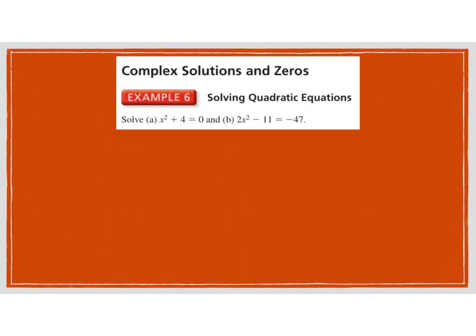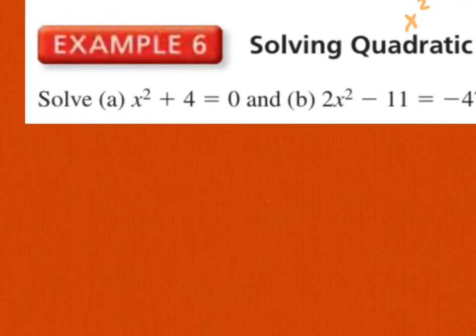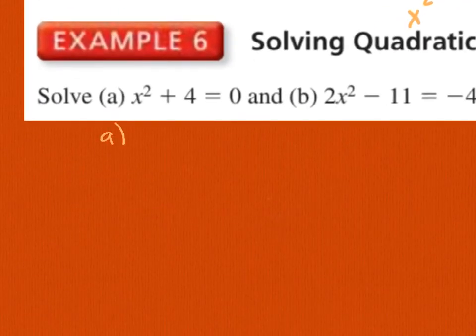The last thing we're going to do in 3.2 is solve equations, and we're going to get complex solutions. So we're solving quadratic equations. Quadratic, remember, means that it is x squared. So in our first equation for part A, we have x squared plus 4 is equal to 0. When solving, we need our x to be all by itself, so we're going to subtract 4 from both sides. So we get x squared is equal to -4.